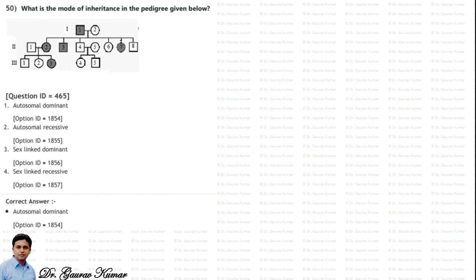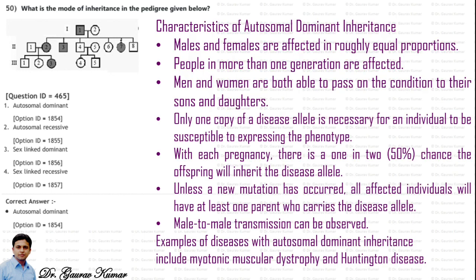Let's read the characteristics of autosomal dominant inheritance so that you can arrive at this option easily. Males and females are affected in roughly equal proportions. People in more than one generation are affected. Men and women are both able to pass on the condition to their sons and daughters. Only one copy of the disease allele is necessary for an individual to express the phenotype.